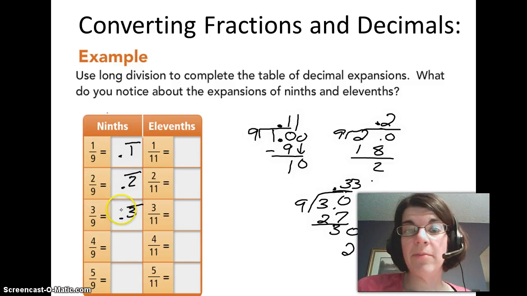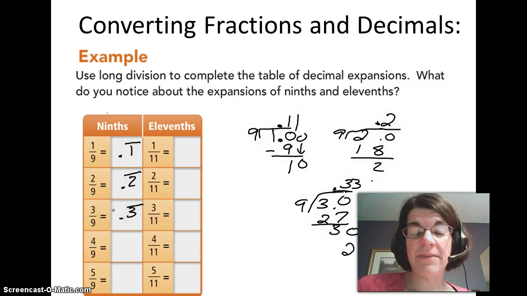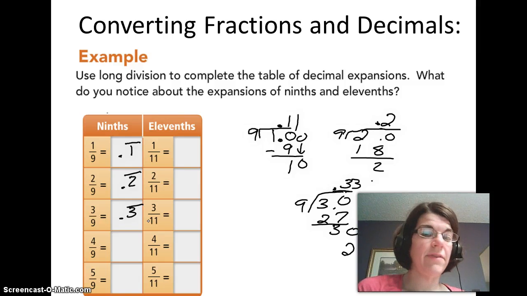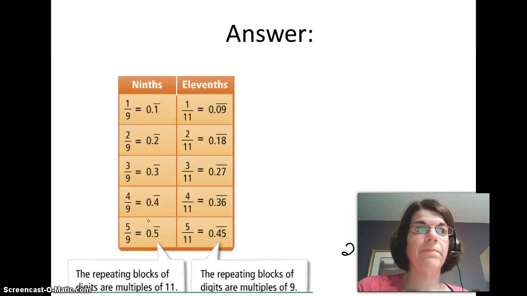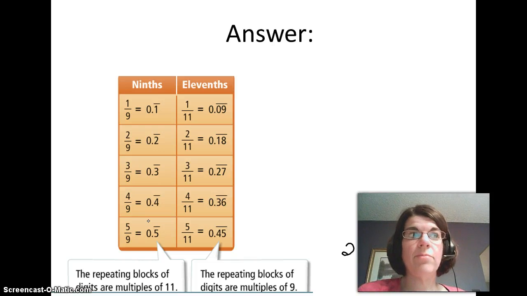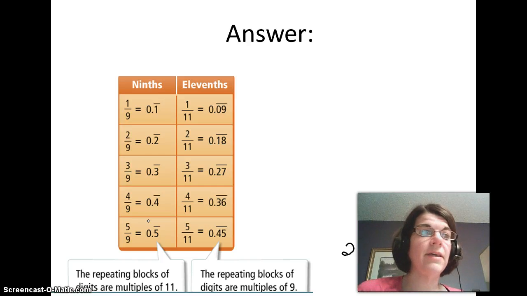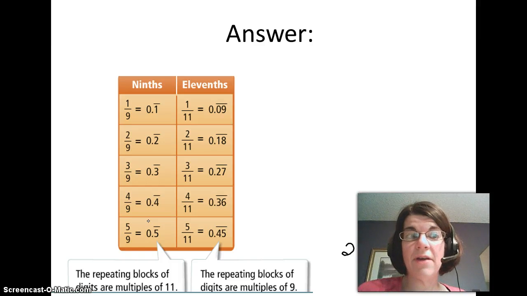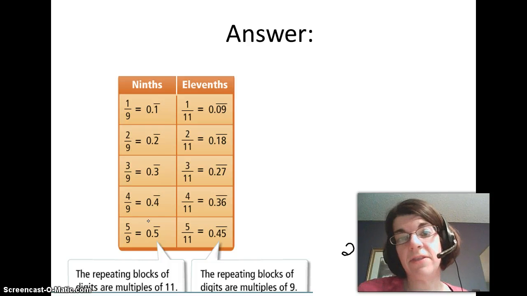I hope you do, because this family of ninths, the decimal equivalents have a pattern, and so do the 11ths. Let's take a look. There you go. So we have 0.1, 0.2, 0.3, 0.4, 0.5, and they all repeat. So the whole family of ninths repeats, okay? And the 11ths are multiples of 9. If you take a look, we have 0.09 repeating, 0.18 repeating, 0.27 repeating. So it's something to keep in mind when you're looking at the ninths and the 11ths, that they do follow a pattern.